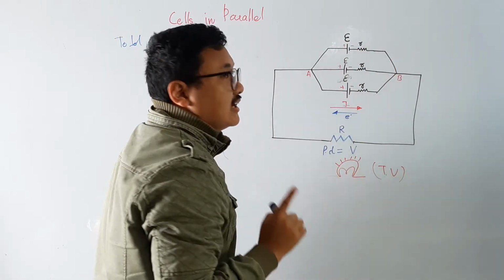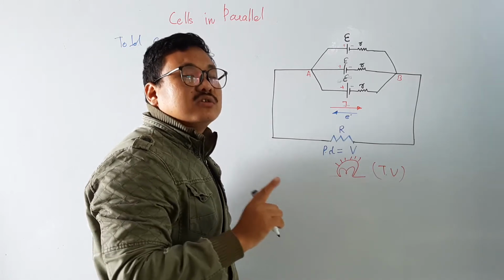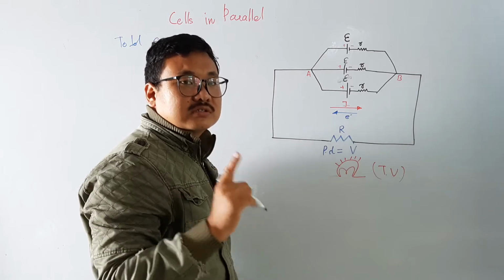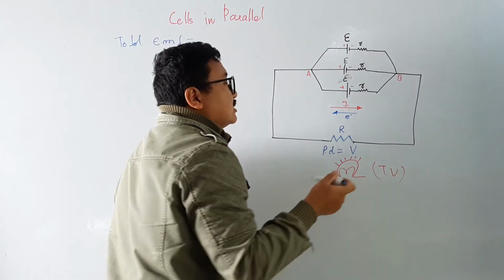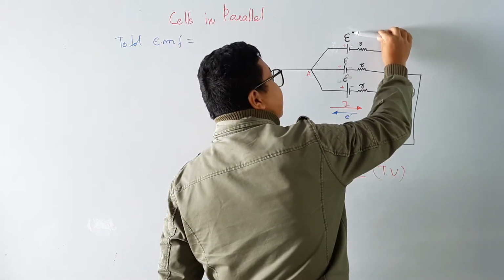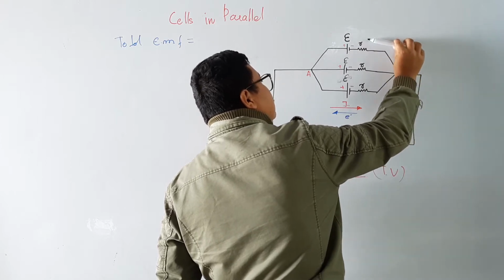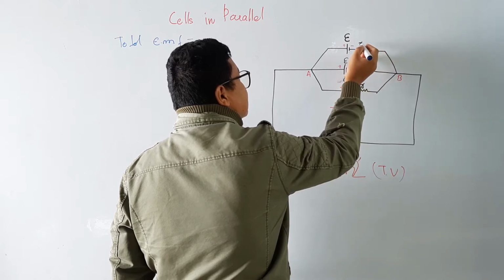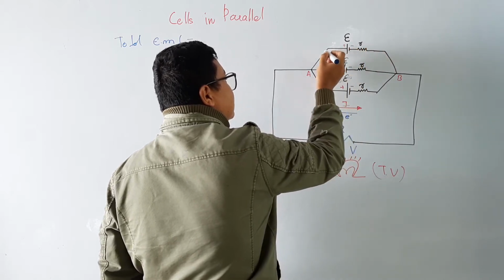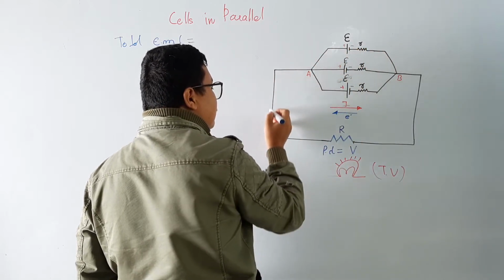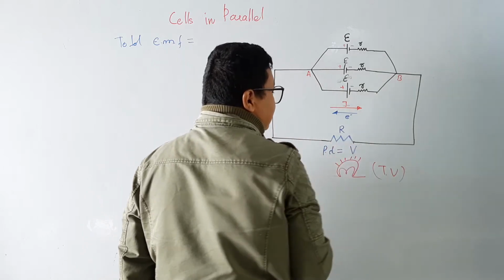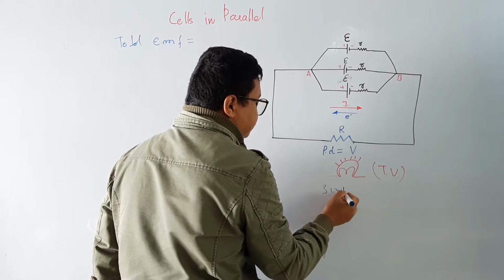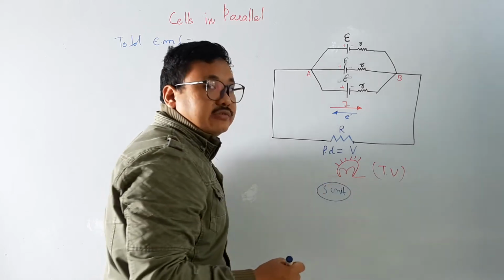What is EMF? Electromotive force, which is also a potential difference. Electromotive force is not a force, it is a potential difference. So in this potential difference, the electron has to do work as it comes from this side, reaches here and goes in this direction. Let the work be, say, 3 units. How much work? 3 units of work.